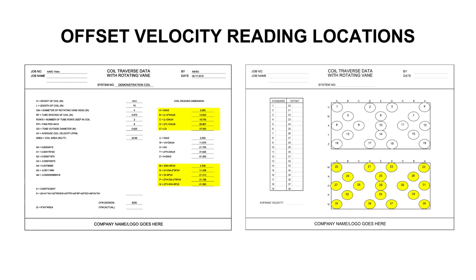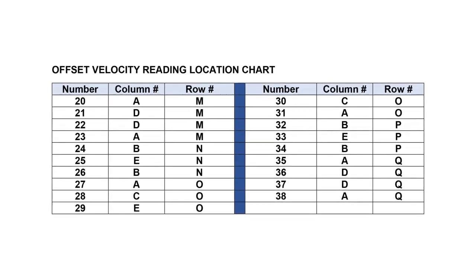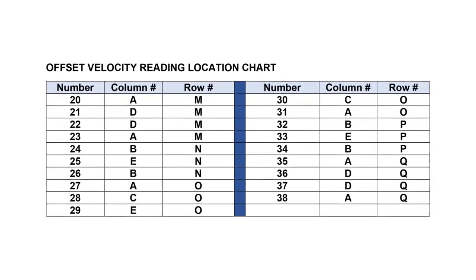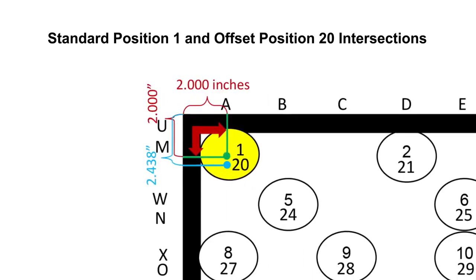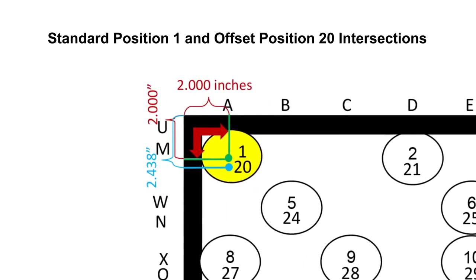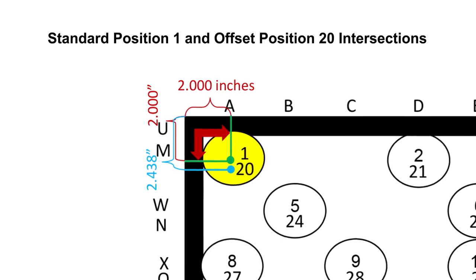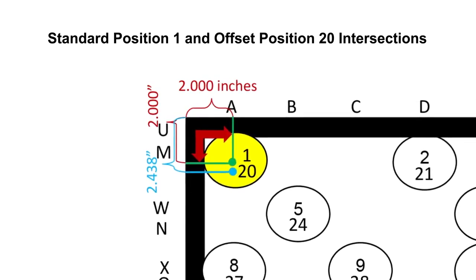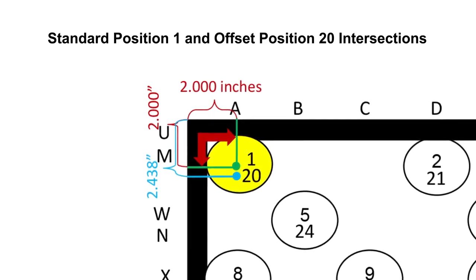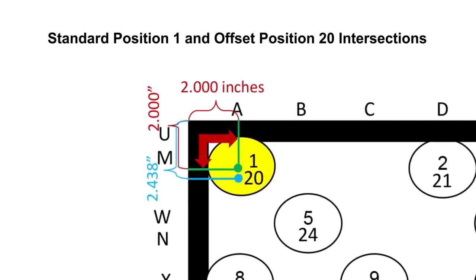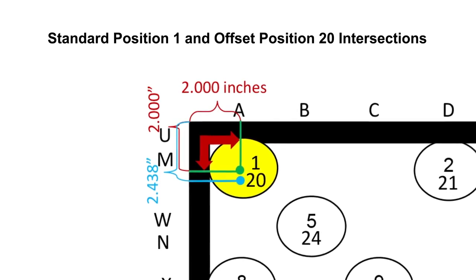Use this method referencing the coil reading dimensions for the offset velocity reading location, intersections 20 through 38. This chart documents the intersections for the offset velocity reading locations 20 through 38. Each position consists of a standard velocity reading location and an offset velocity reading location. Now that the position point intersections have been explained, next is to watch the video as an example of how to mark the demonstration coil and the position points 1 through 38.